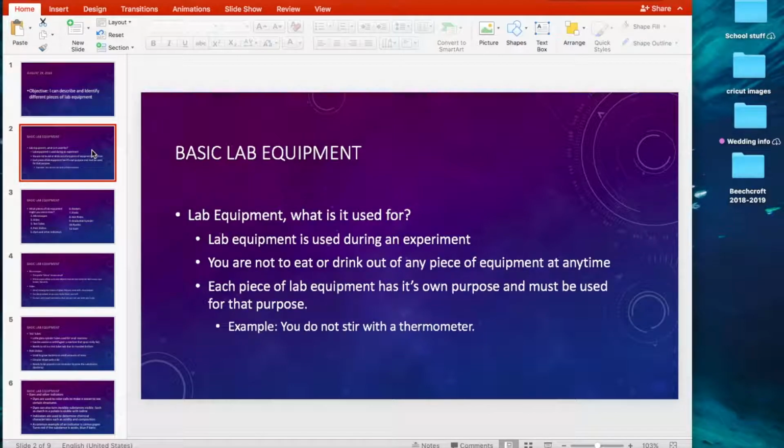Each piece of lab equipment has its own purpose and must be used for that purpose. For example, you would not stir with a thermometer, you would use a stirring rod. If you need to finish copying something down, please go ahead and hit pause now and then restart it when you're done.